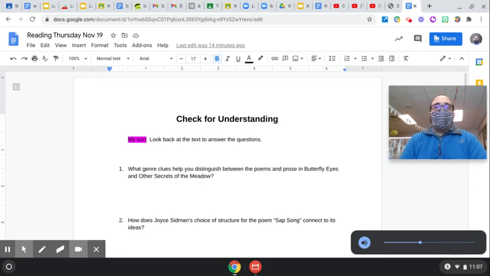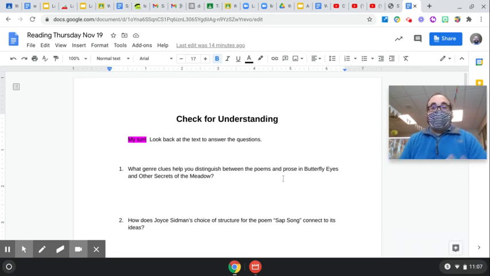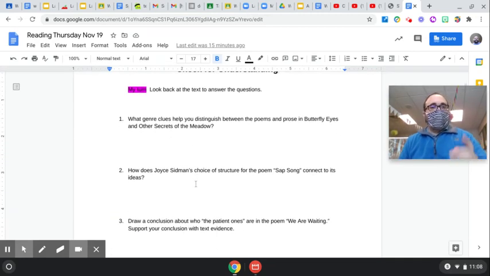Hey guys, happy Thursday. Okay, so we are going to work on our check for understanding. Like most times, what this is going to require us to do is look back in the text to answer the questions. We really like using text evidence, right? That way we know our answer is right and it makes sense with the text. Let's look at number one. Let's read through it real quick.